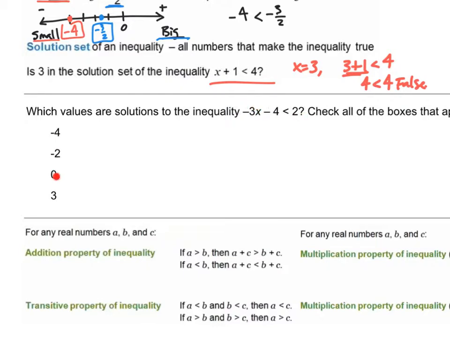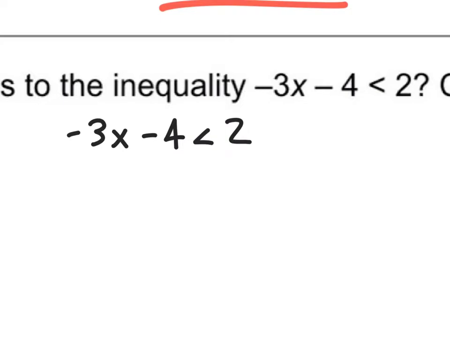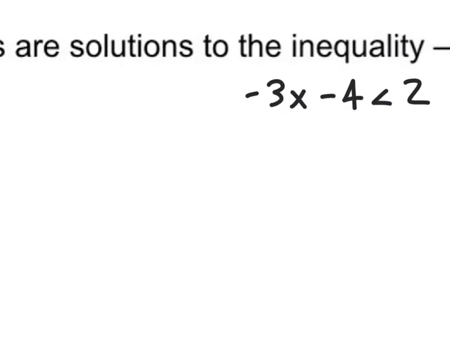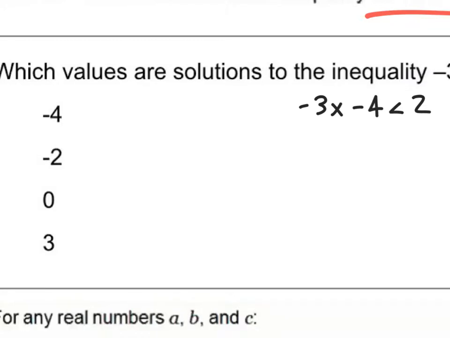Now, I could take all these numbers and I could plug them in, okay? Or I could take this inequality and I could solve it. And I could say negative 3x minus 4 is less than 2. But we'll talk about solving it here in a minute, which we've already done a little bit of. Let's go ahead and just plug all these numbers in and see if they hold true or not.